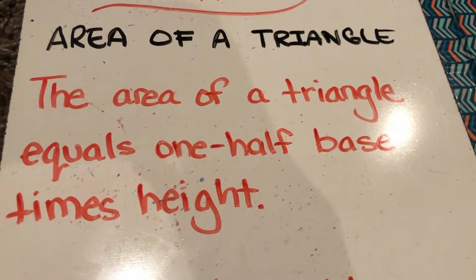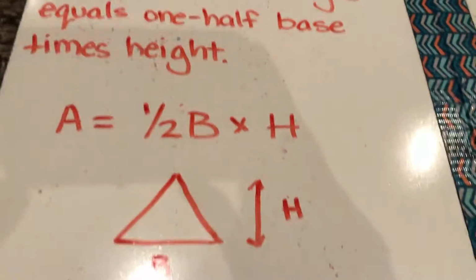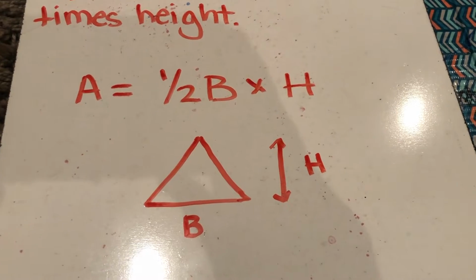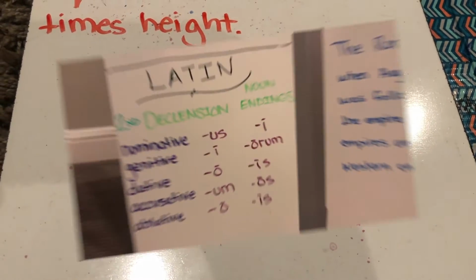The area of a triangle equals 1/2 base times height.